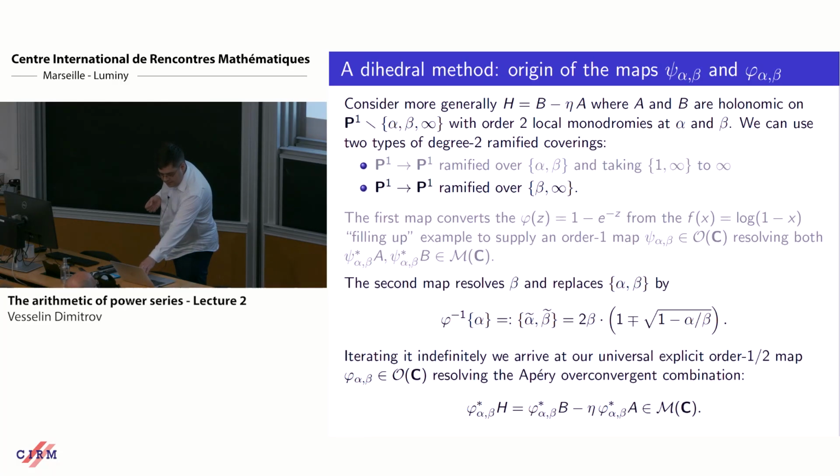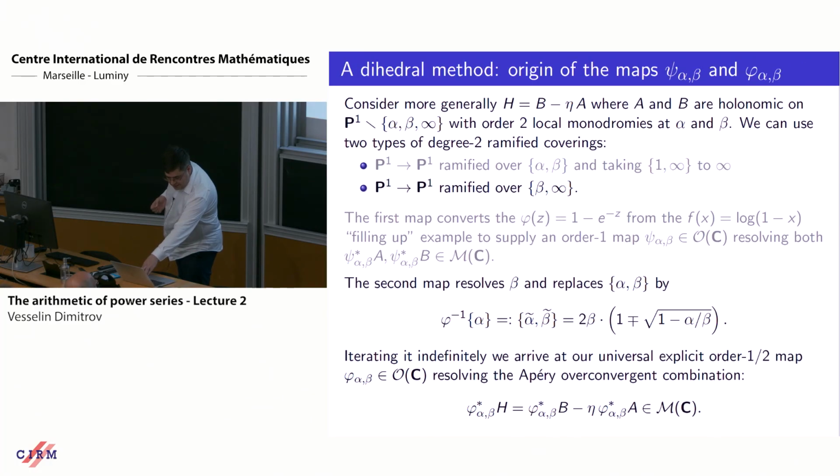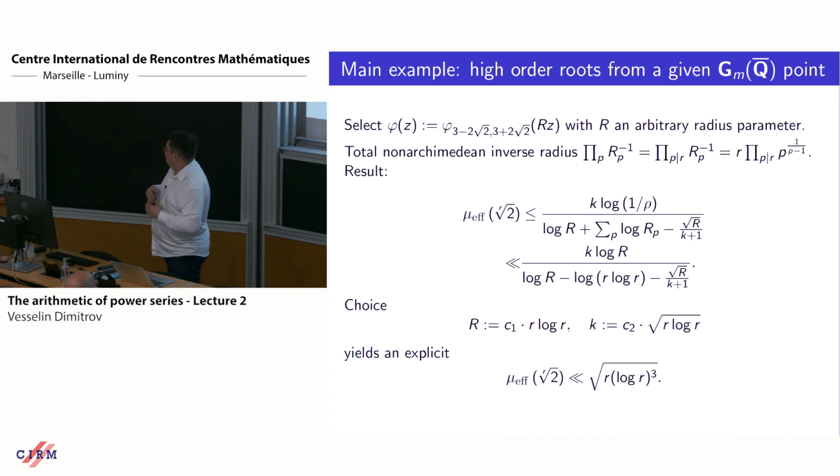And the map is found by a certain sequence of iterations. For example, if you take the polynomial z minus z squared over 4 beta, ramified at beta and infinity, and iterate it many times, pulling back by this polynomial resolves beta and replaces alpha by two other singularities. They are again of the same type. Iterating indefinitely, it turns out to converge to the explicit formula that I showed.